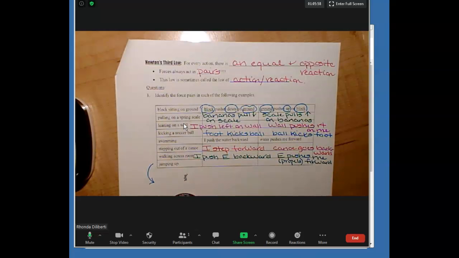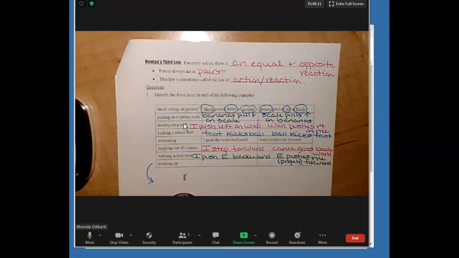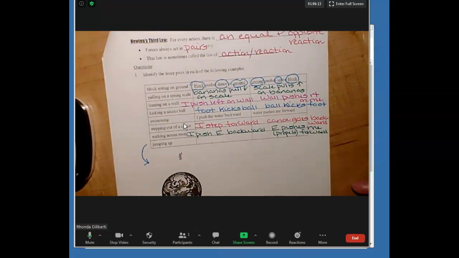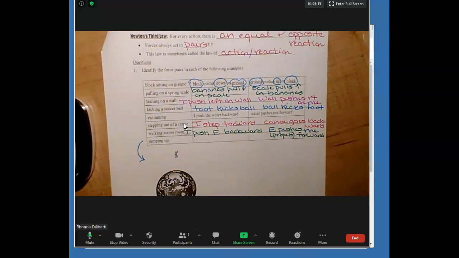All right, stepping out of a canoe. Maybe you can picture this. Stepping out of a canoe at a dock or stepping out of a rowboat at a dock. So if I step forward, the canoe goes backwards. So I didn't list the detailed force pairs, but you can see that I have one action and I have a reaction happening.